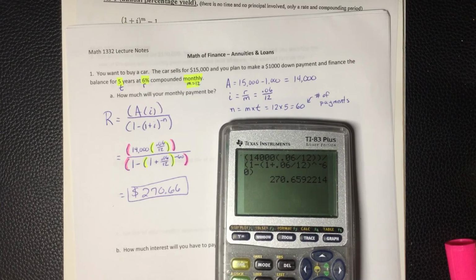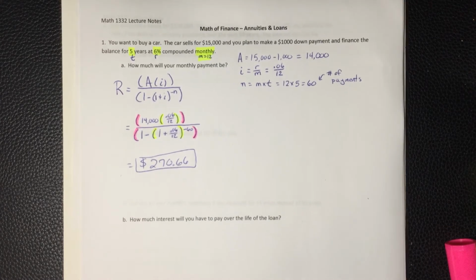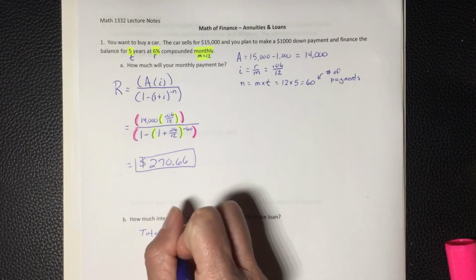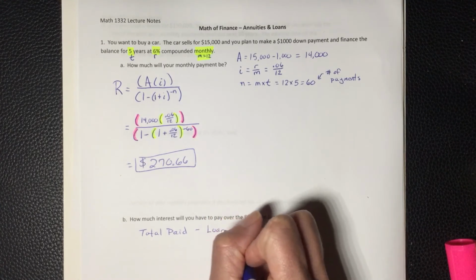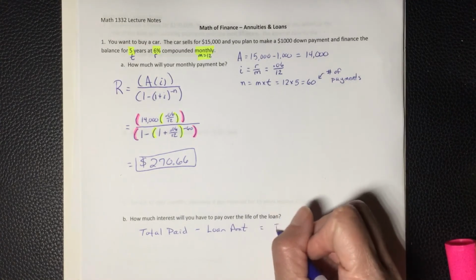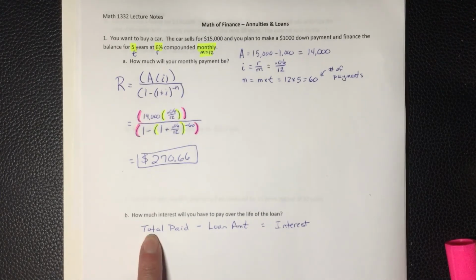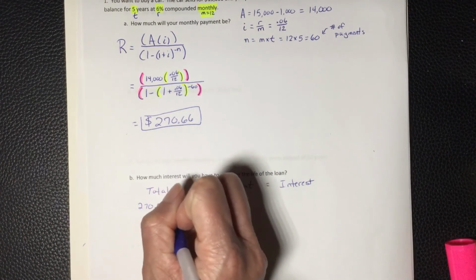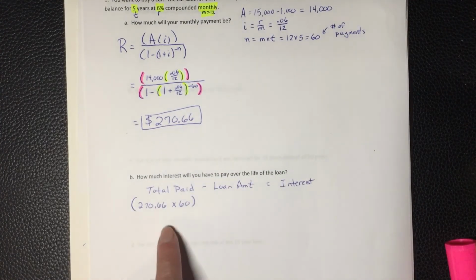Now for part B, we don't get a formula for this, so we're going to kind of common sense our way through it. If we want to know how much interest we had to pay over the life of the loan, we should take the total that we paid, and we're going to subtract off the loan amount. Whatever the difference is, that should be the interest. Now, if we think about total paid, that's going to be our monthly payment times 60, because we're going to make this payment a total of 60 times.